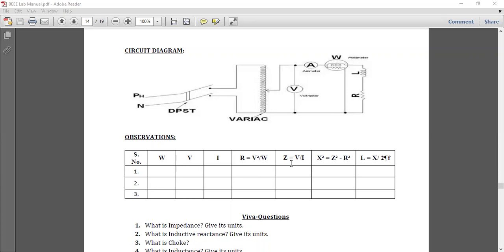Then calculate impedance, that is V upon I. Then calculate inductive reactance, that is X, that is Z square minus R square, and take the square root, you come out with the inductive reactance. Then calculate the inductance L, that is X upon 2 pi F, and write down the units also. This is in Henry, this is in ohms, this is also in ohms. Power is in watts, then volts, then amperes. So this one is the observation table for the first RLC series circuit experiment.